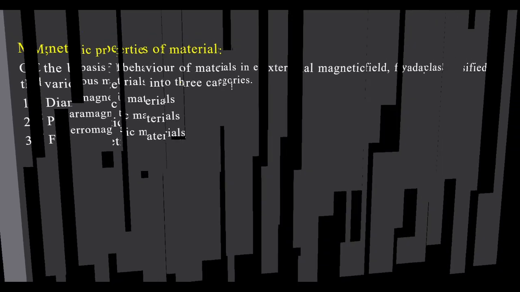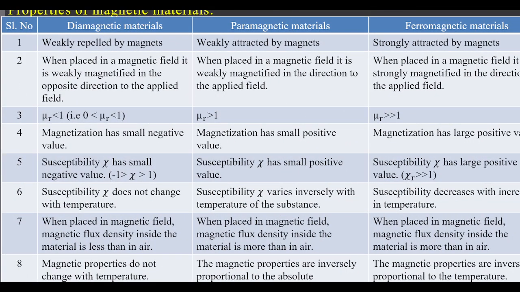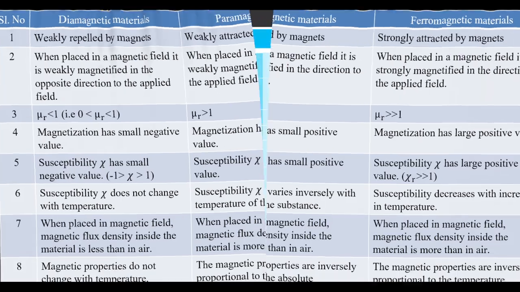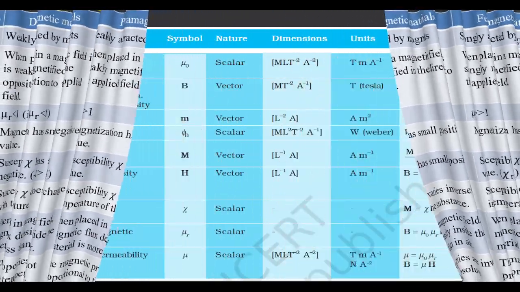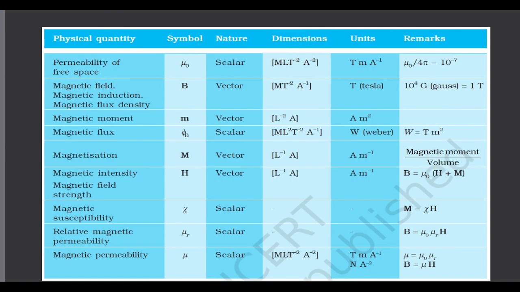The theory I'm not explaining here, but I have the list of differences between diamagnetic, paramagnetic, and ferromagnetic materials. You can go through it. In the theory concept, I'll explain all those things again later. This is the one I have copied from the NCERT textbook as it is.